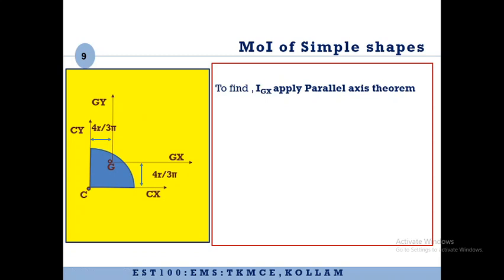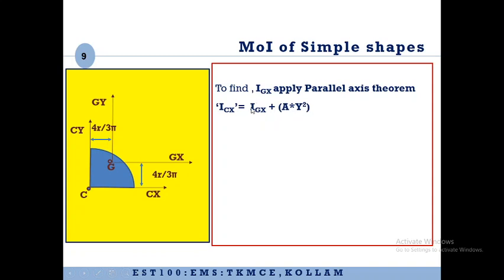To find Igx, let us apply the parallel axis theorem. To apply the parallel axis theorem, we have to again identify which is the parallel axis and which is the centroidal axis. Here the parallel axis is Cx and the centroidal axis is Gx. Therefore, Icx equals Igx plus A into y square. That is, moment of inertia about the parallel axis equals moment of inertia about the centroidal axis plus area into distance between the two axes square.